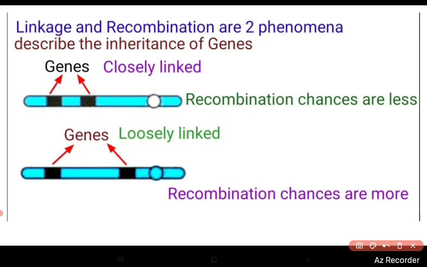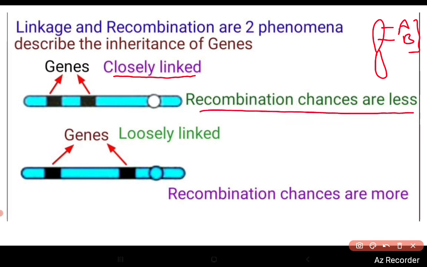So in this, genes which are closely linked, that process we call linkage. So if this is a chromosome, here A is closely related to B. The distance between the two genes is very less. So here recombination chances are less. That means the chances of forming a new combination are very low. In the second case, genes which are loosely linked, because the distance between these genes is more, the recombination chances are more.